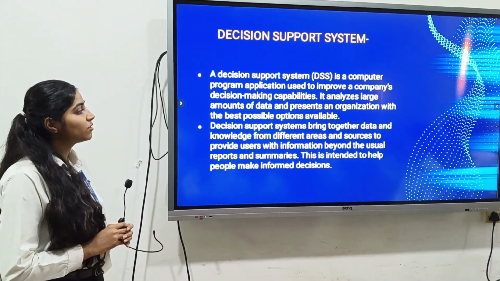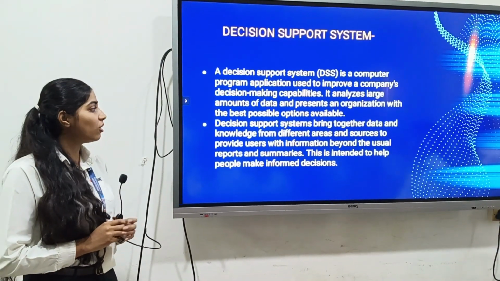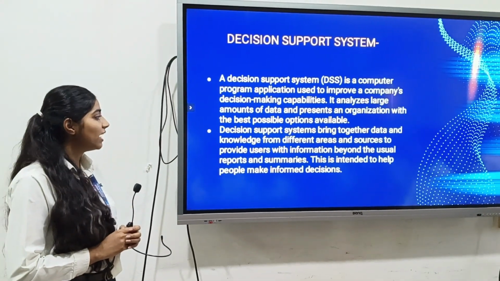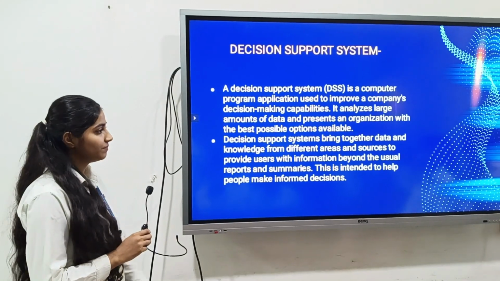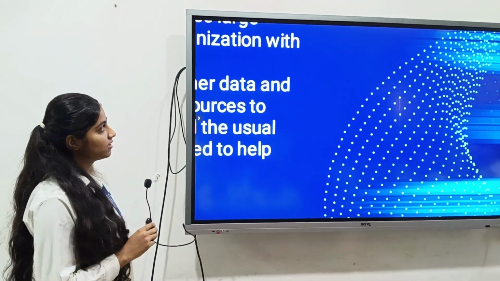Decision support systems bring together data and knowledge from different sources and areas and present it to the organization, providing users with information beyond the usual reports and summaries. This is intended to help people make informed decisions. Now we are going to see some of the characteristics of decision support systems.